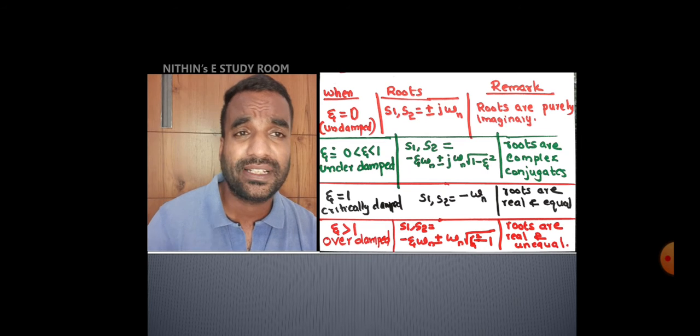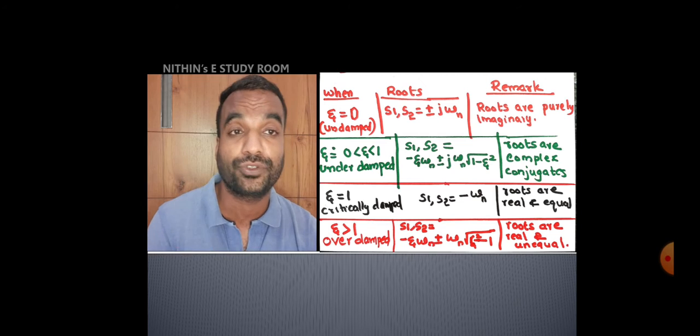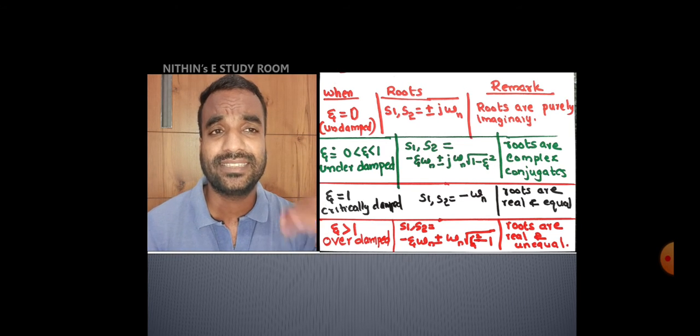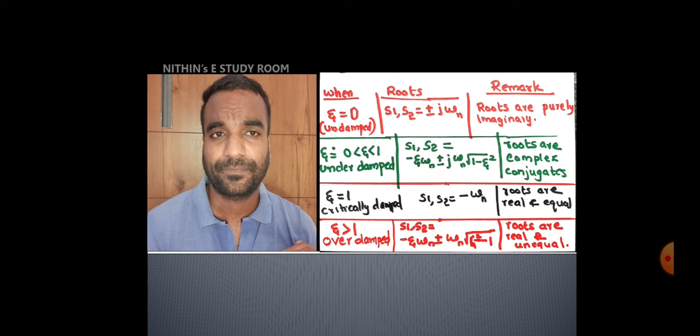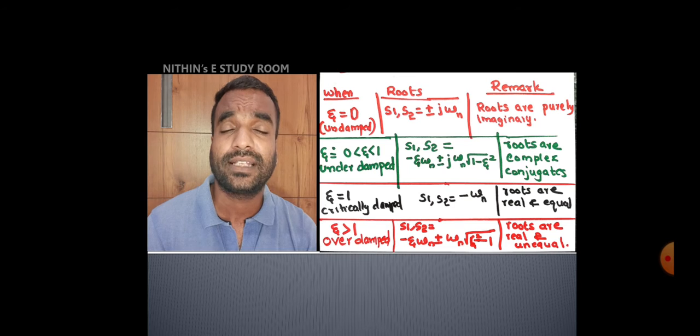So if S1 and S2 are like this, we can say the roots are complex conjugates. Both real part and imaginary part are there, and the imaginary part is just plus and minus. If the imaginary part is plus 2j for one pole, the other pole's imaginary part will be minus 2j and the real part will be the same.